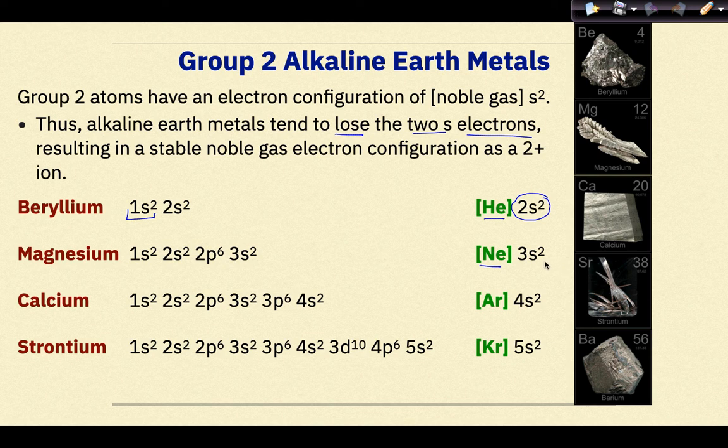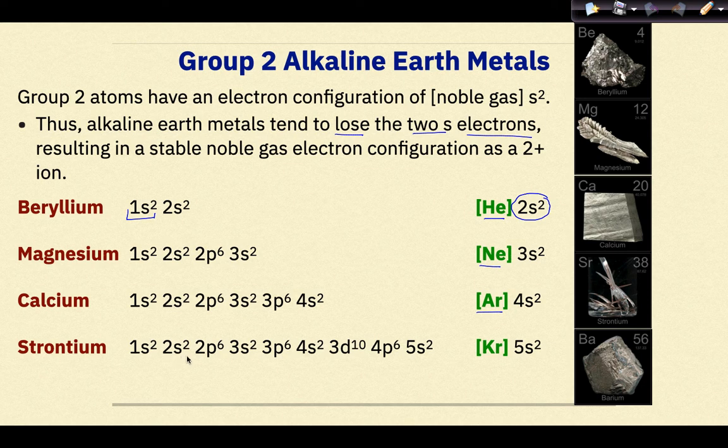3s2 represents the valence electrons of magnesium. Calcium, 1s2, 2s2, 2p6, 3s2, 3p6, 4s2, where the noble gas core is represented by the electron configuration of argon. The 4s2 represents the valence electrons of calcium.